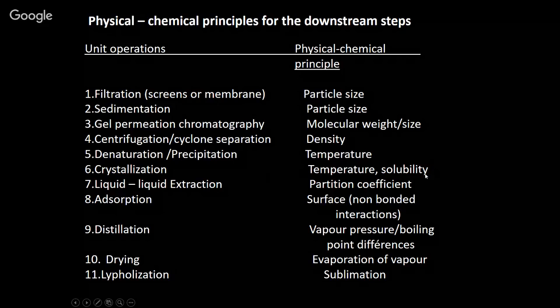So solubility plays a very important role in this crystallization process. Liquid extraction is again used quite widely in downstream processing because you can operate it at room temperature. We can use ethyl acetate, methanol, or ethanol. You can use liquid extraction for separating metabolites like acetic acid, or for removing even proteins.